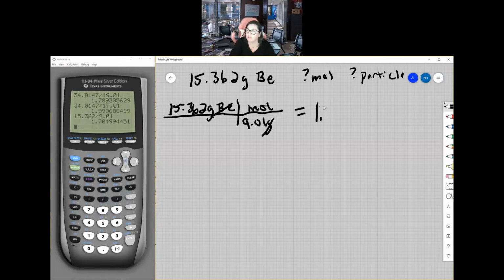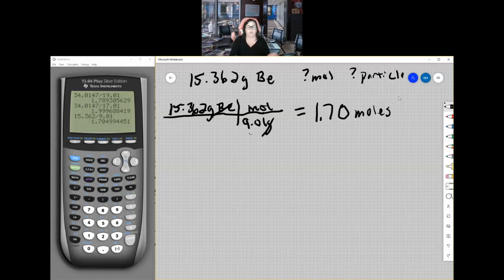And if I have to look at the number of sig figs that I have, the mass that I started with is 5 sig figs, but the molecular weight that I have from the periodic table is only 3. So that's going to be reported as 1.70 moles.